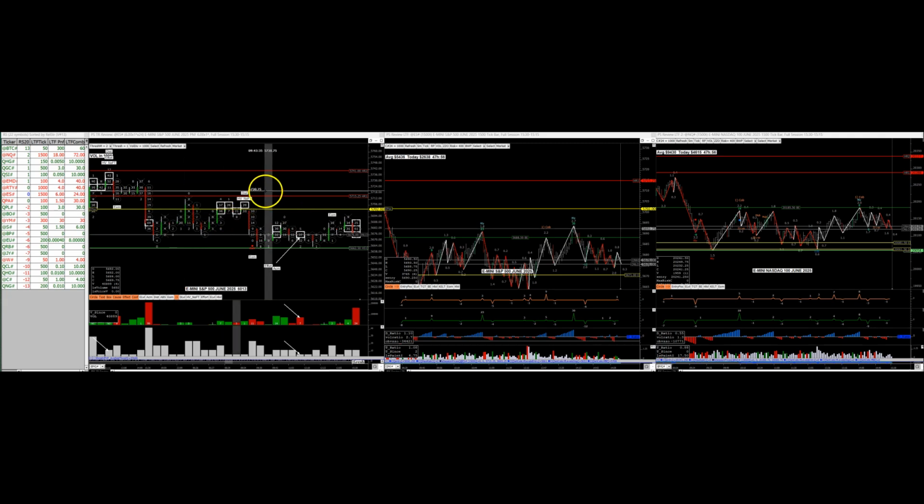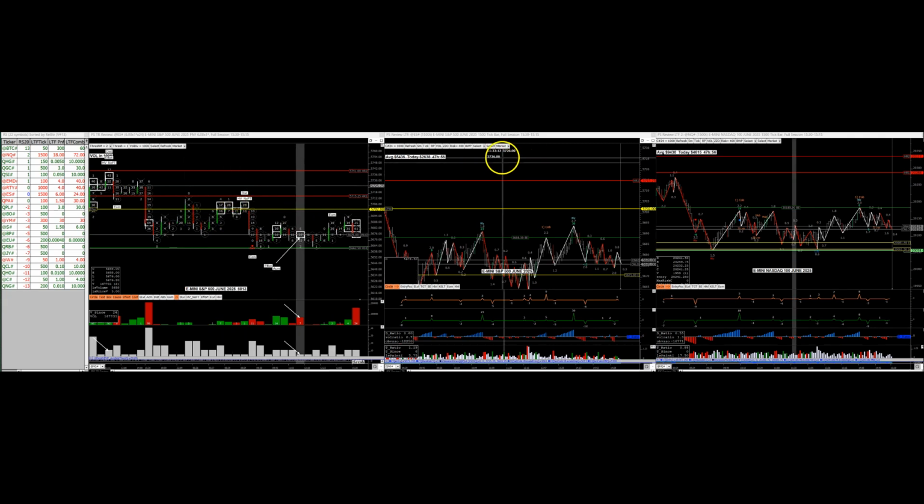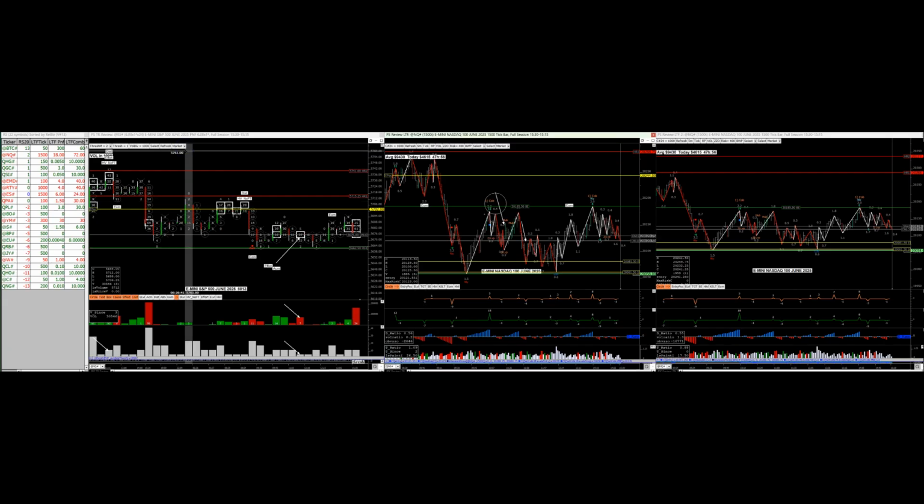All right, everybody, let's quickly take a look at the action today to see what happened. We'll use the NQ. NQ is a little bit clearer than the ES today. So let's go and use it.